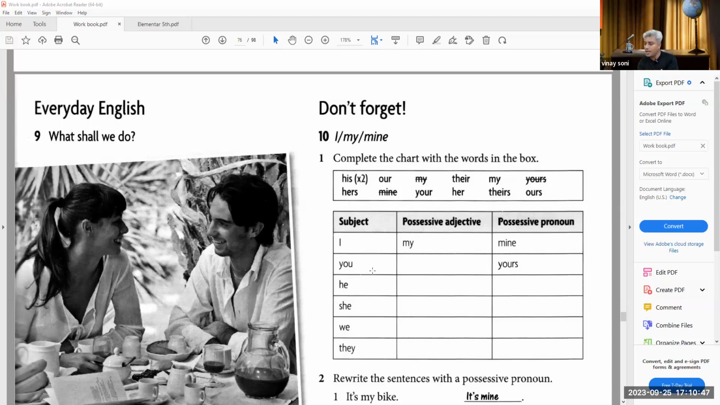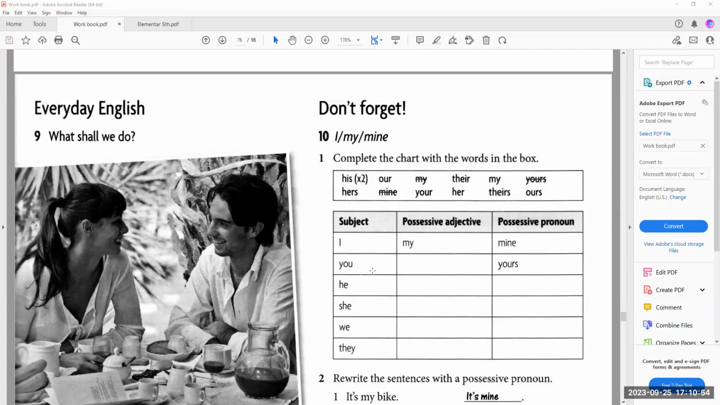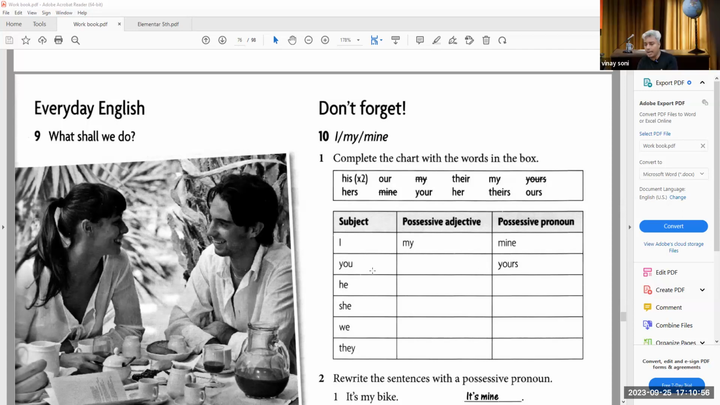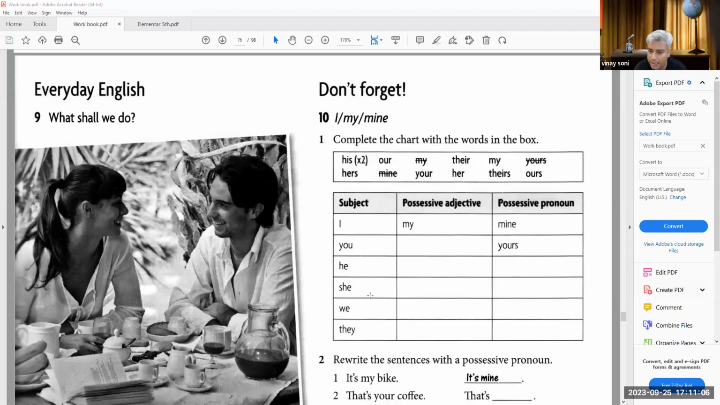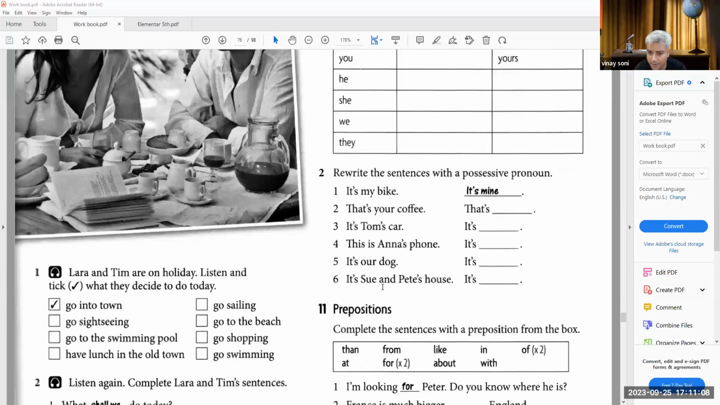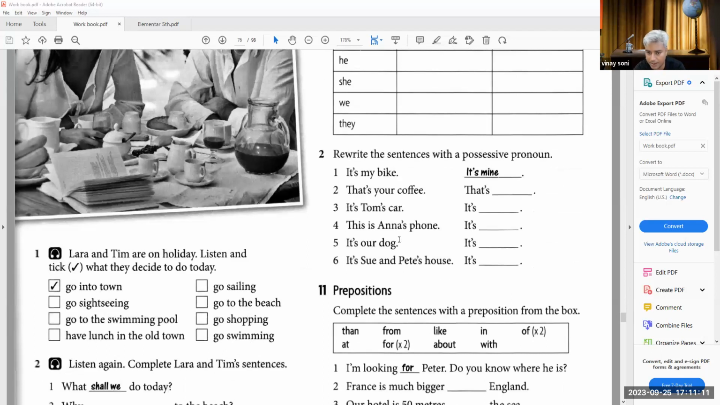Yes. He, his, his. She, her, hers. We, our, ours. They, their, theirs. Okay. That's not very difficult. If you still have doubts, confusions, feel free to ask me.